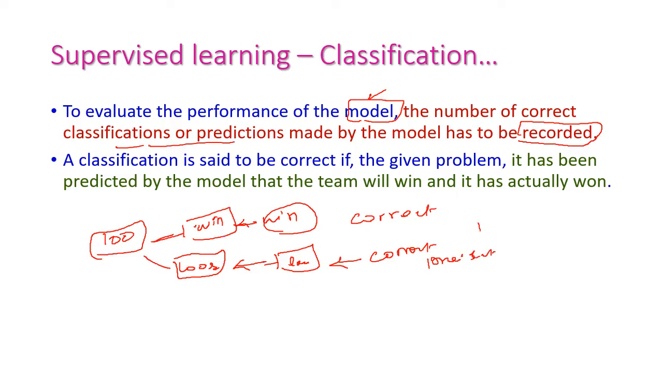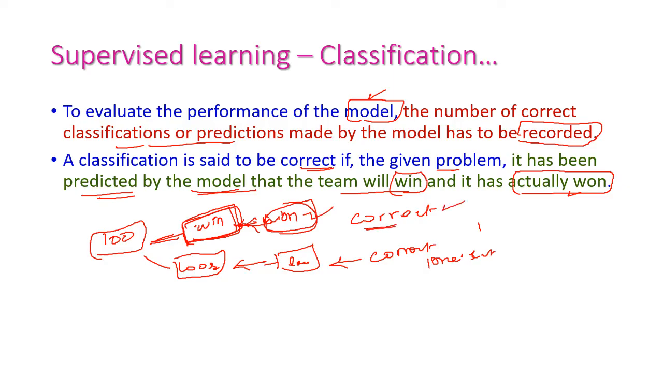A classification is said to be correct if the model predicted that the team will win and it actually won. Suppose we predict the team will win, then after completing the match the team should also win the match. Then our prediction will be correct.